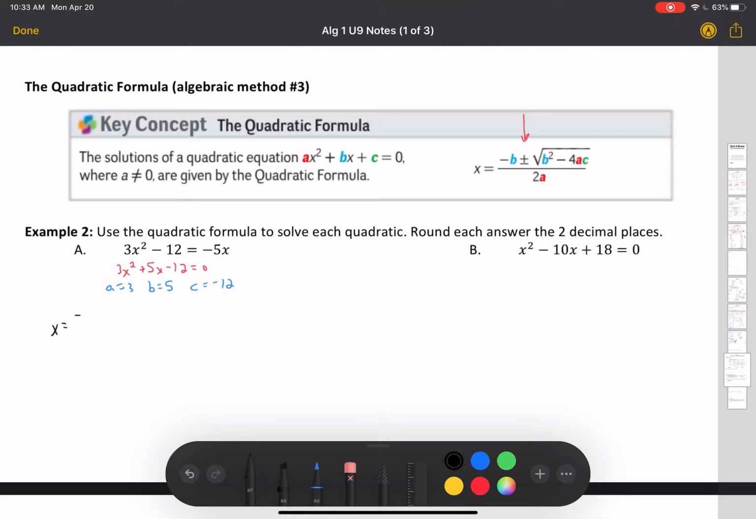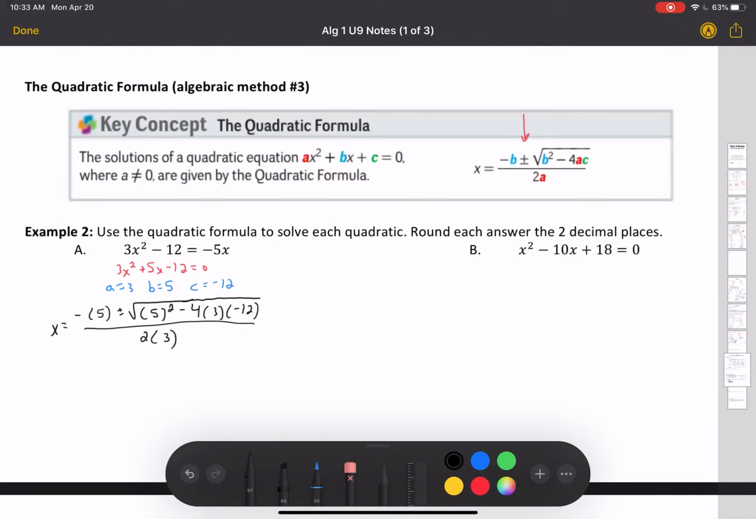x equals negative b. Remember, whenever we substitute a value in for a variable, I want to put it in parentheses. So x equals negative b, so negative 5, plus or minus the square root of b squared, 5 squared, minus 4ac, so 4 times 3 times negative 12. Extend that square root bar. All over 2a, so 2 times 3.